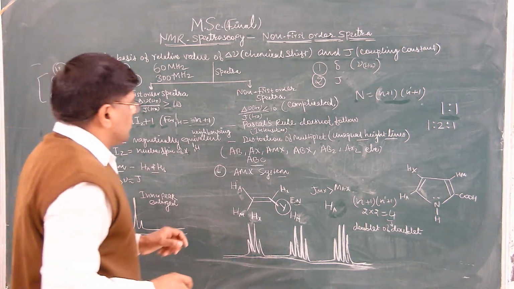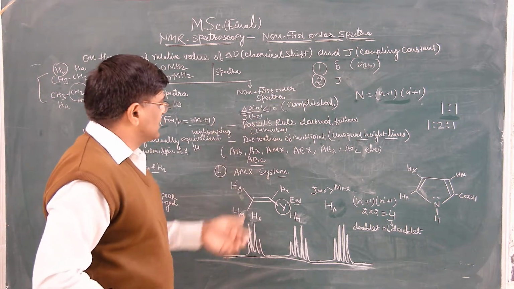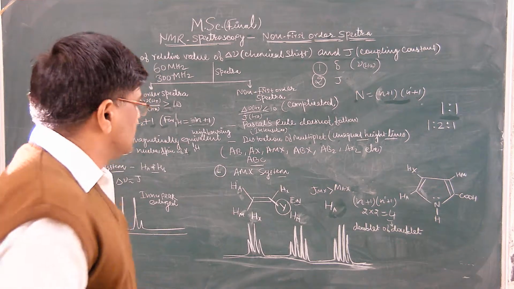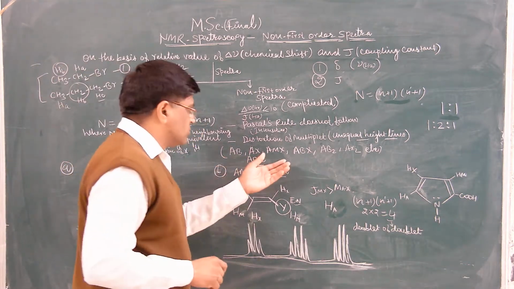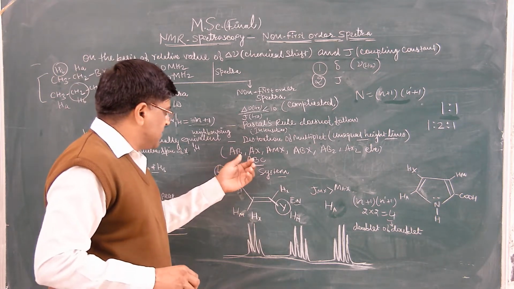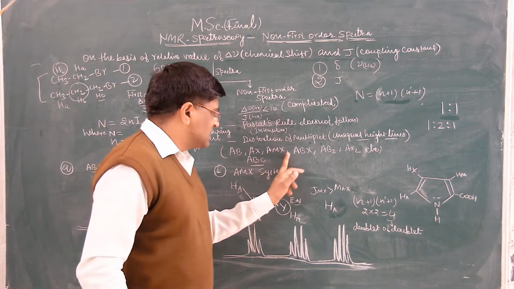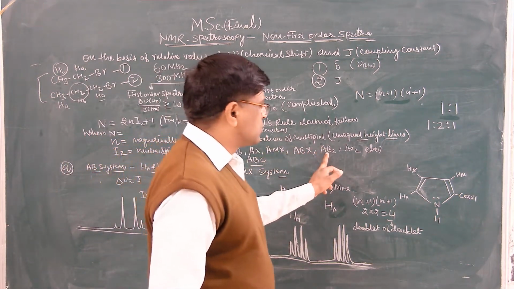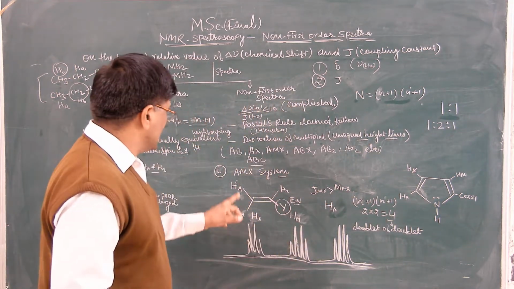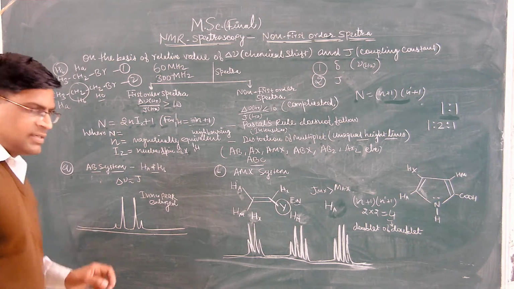Here we will discuss, under this topic, first order spectra of different types of compounds, and some patterns of the compounds have been given here. For example, AB type of the system, AX type of the system, AMX, ABX, AB2, AX2, ABC, etc.